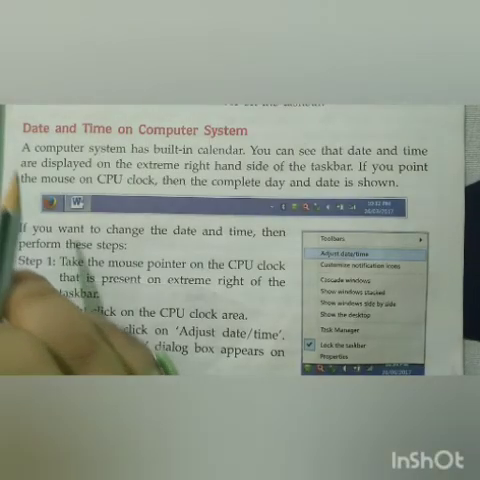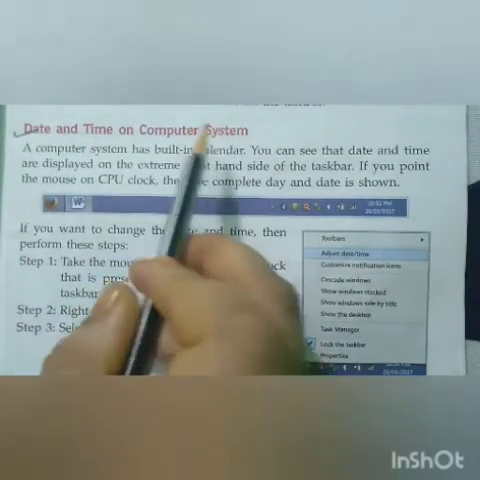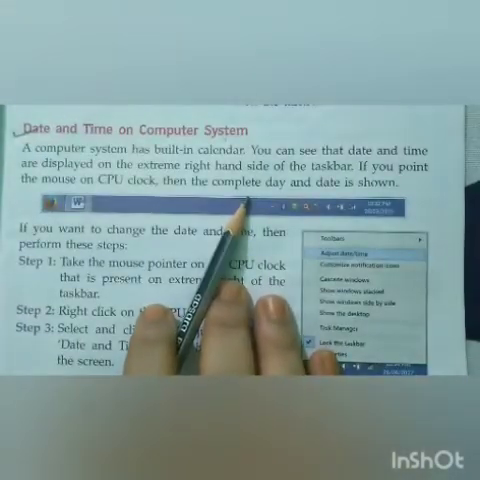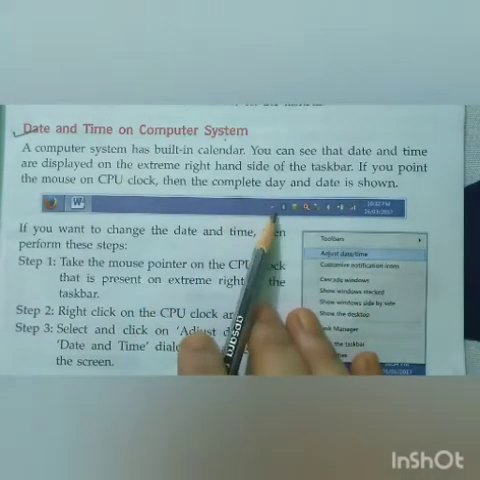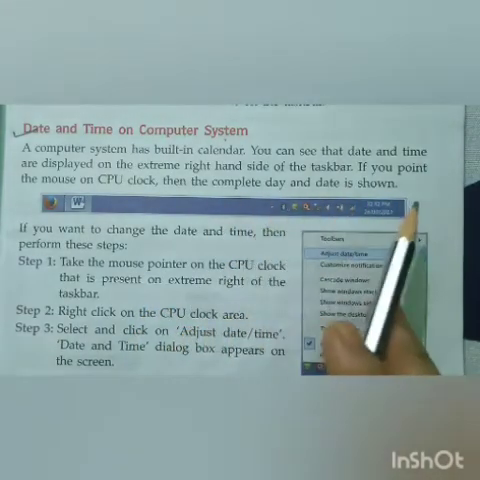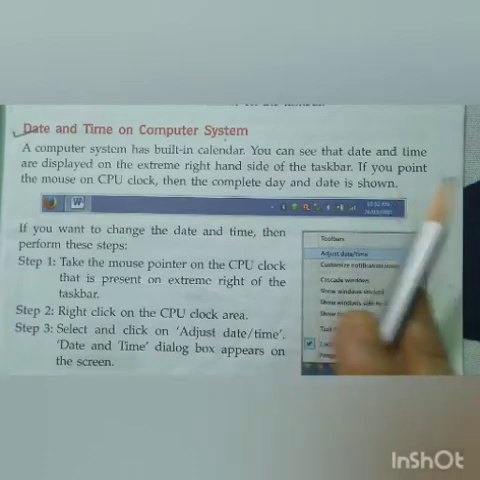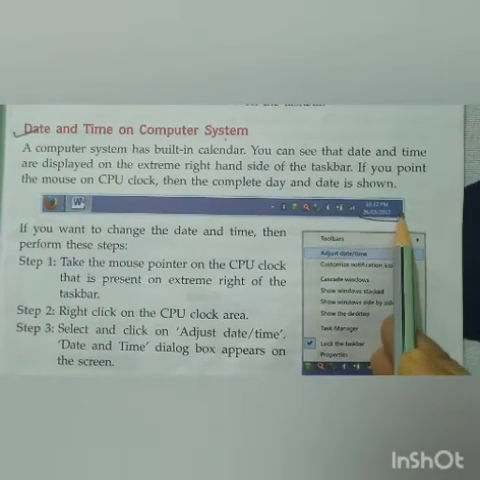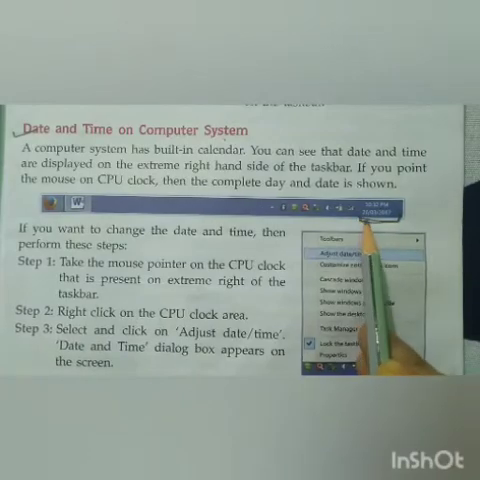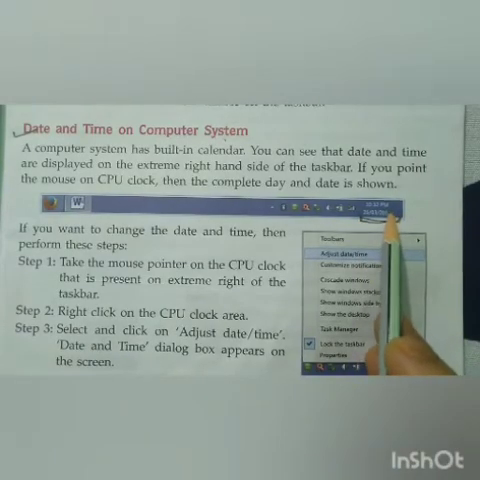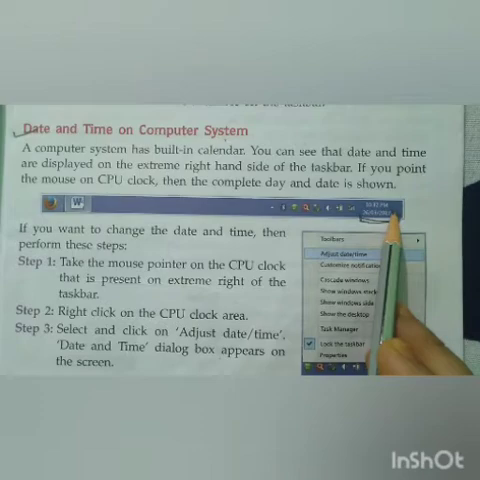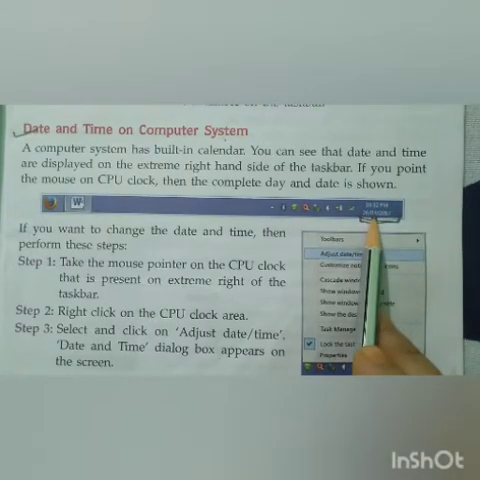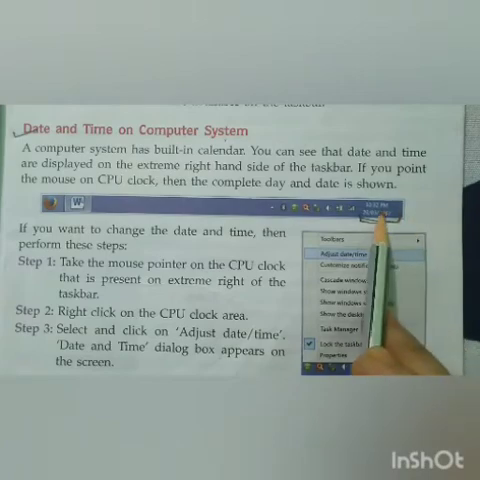Now the next topic is date and time on the computer system. Now children, as we all know, a computer system has a built-in calendar where you can see the date and time, and it is displayed at the extreme right hand side of the taskbar here. If you point the mouse on the clock, then the complete day and date is shown. If you want to change the date and time, then we can also do this.